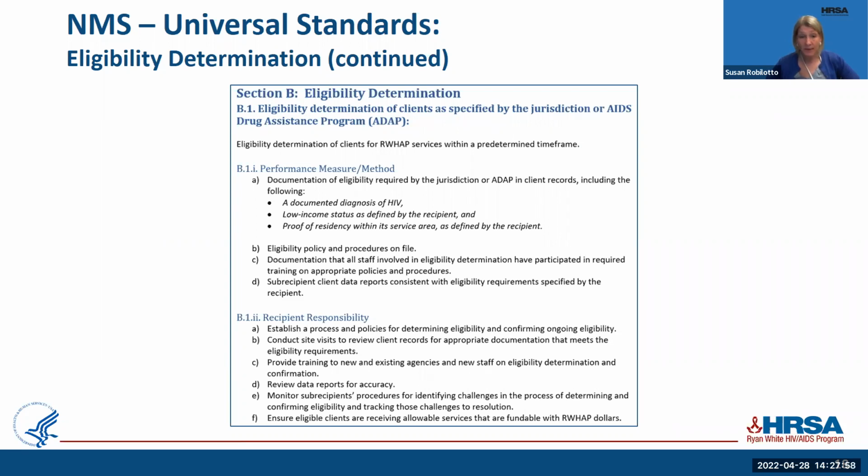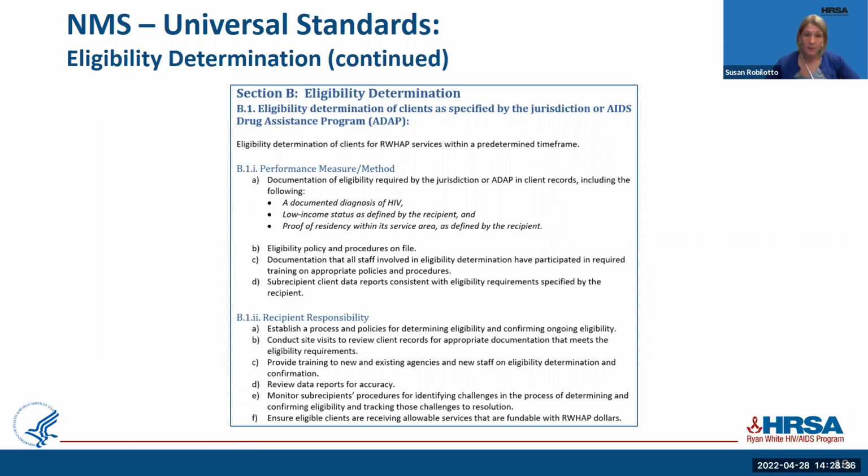The performance measure methods provide guidance on how to meet each requirement. There are multiple expected performance measures for recipients to utilize, which include documentation of eligibility, which is documented diagnosis of HIV, low income status, and proof of residency within its service area, having eligibility policy and procedures on file, documentation that all staff involved in eligibility determination have participated in required training, and subrecipient client data reports.